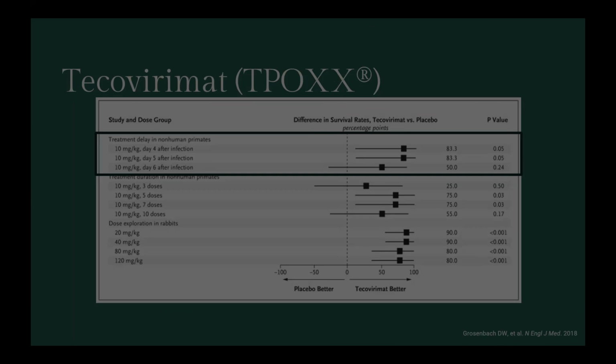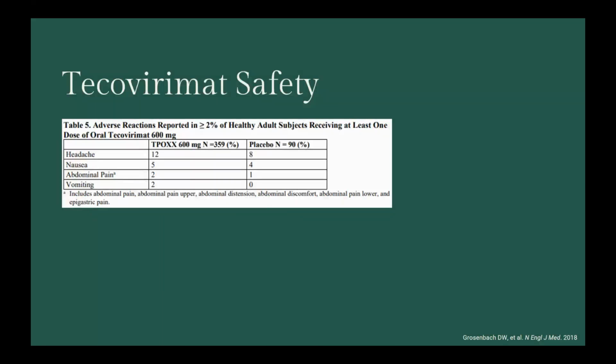In the same 2018 expanded safety trial for oral Tecovirimat, 359 patients received oral Tecovirimat and 90 patients received placebos. Adverse events were reported in over 2% of healthy adults, who reported primarily headache, nausea, abdominal pain, and vomiting as the most commonly reported side effects.